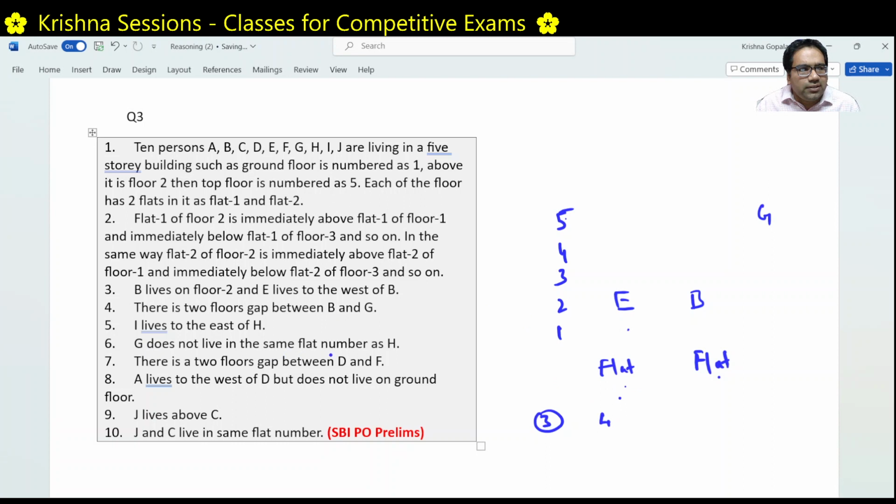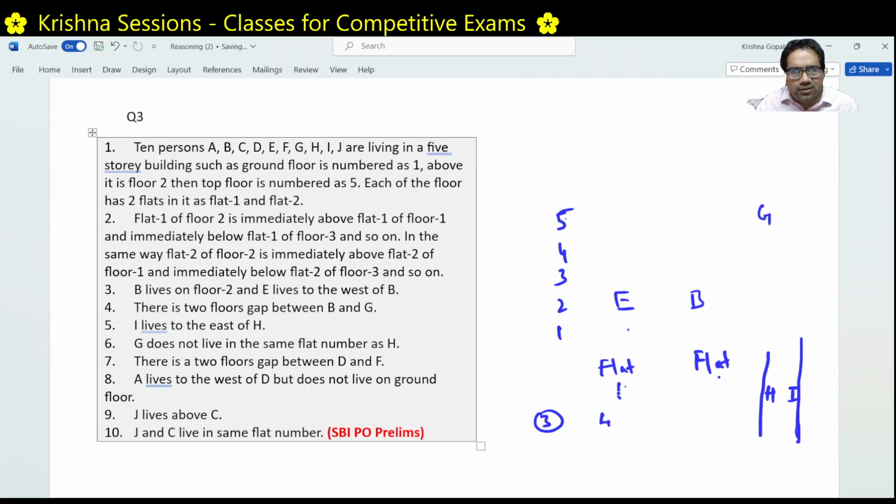G does not live in the same flat as H. Now condition number 4 is done. 5. I lives to the east of H. H is somewhere here, I will be here. And G does not live in the same flat number as H. That means G will not live anywhere in the H line. So H is anyway towards the west of I. That means G has to live in I's line, on the east side of the flats.